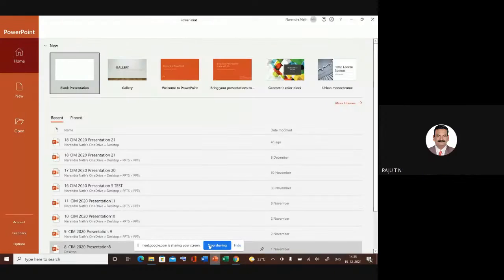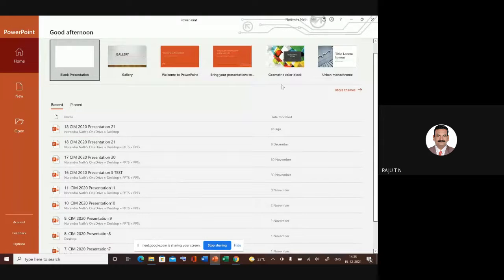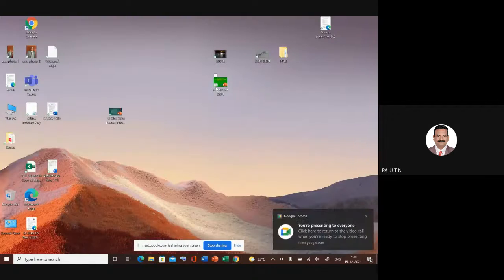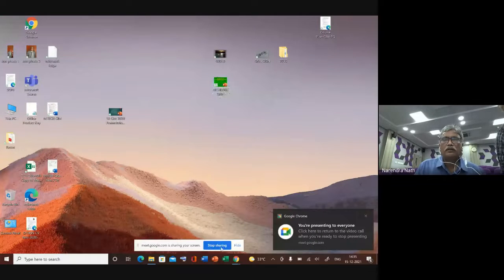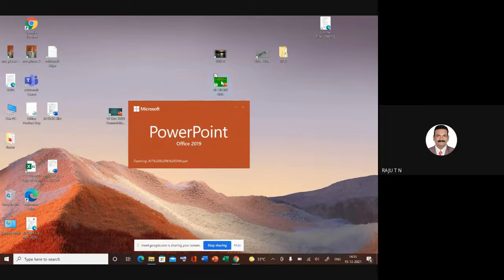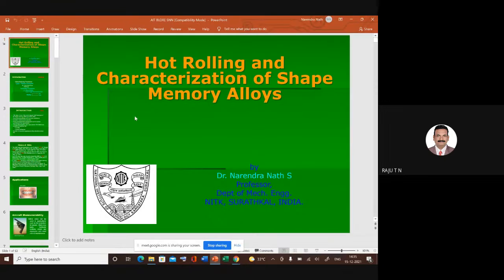Thank you, Dr. Raju sir. And good afternoon, all the participants and session speaker, Dr. Narendranath sir, for the 9th session of FDP on hot rolling and characterization of SMAs. Dr. Narendranath S. is a professor in the Department of Mechanical Engineering, NIT Surathkal. He has a total work experience of 27 years, which includes 23 years academic experience, 3 years research, and 1 year industrial experience.